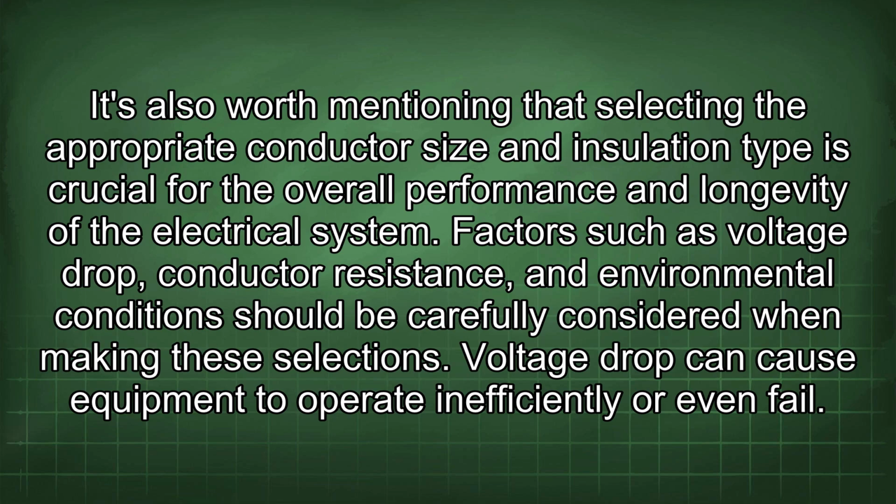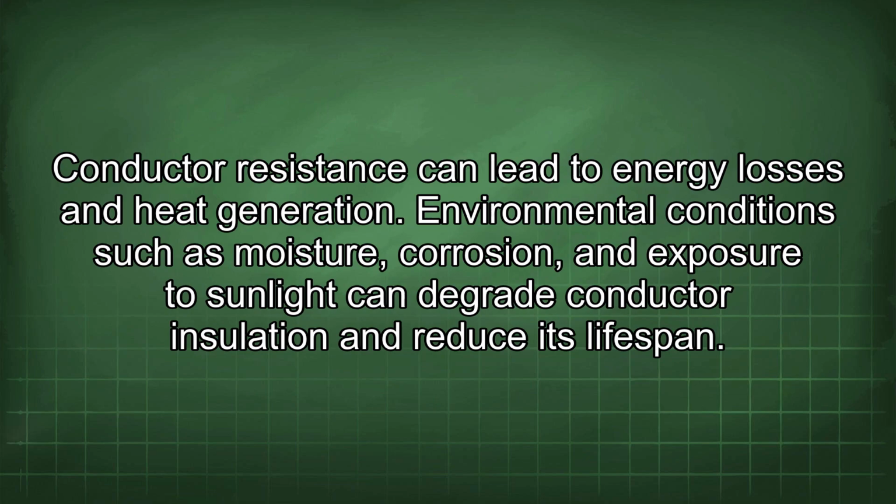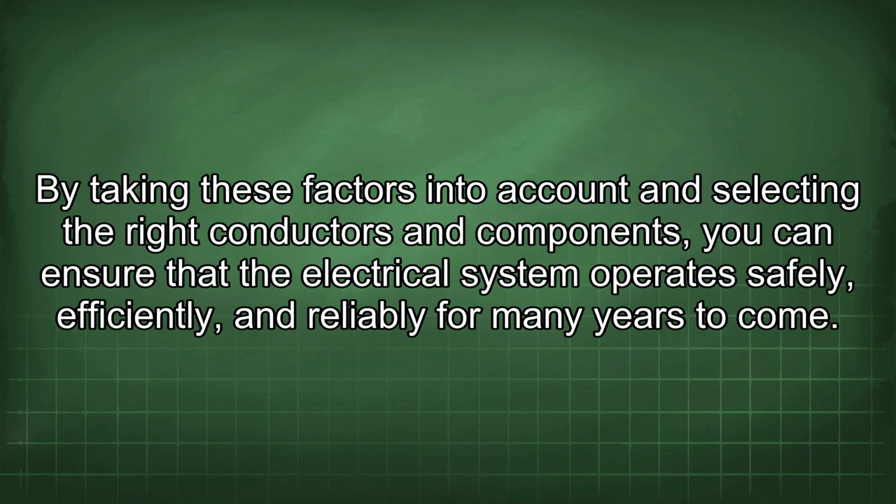Voltage drop can cause equipment to operate inefficiently or even fail. Conductor resistance can lead to energy losses and heat generation. Environmental conditions such as moisture, corrosion, and exposure to sunlight can degrade conductor insulation and reduce its lifespan. By taking these factors into account and selecting the right conductors and components, you can ensure that the electrical system operates safely, efficiently, and reliably for many years to come.